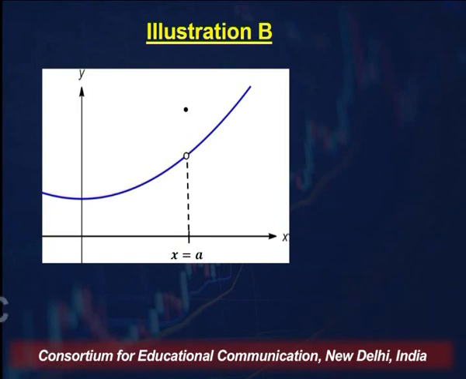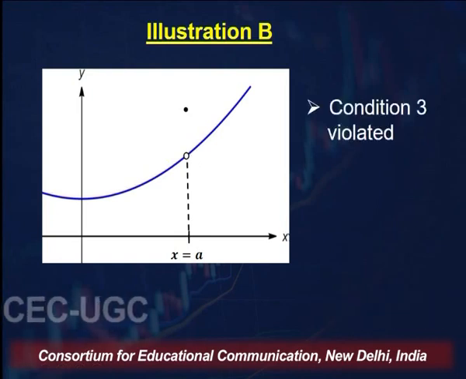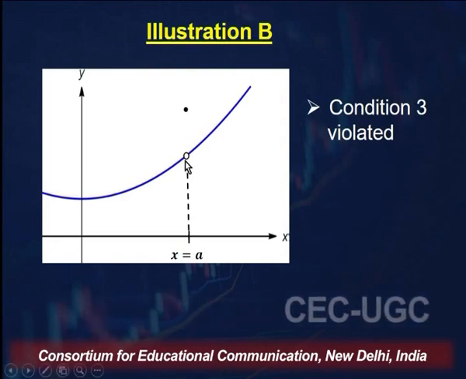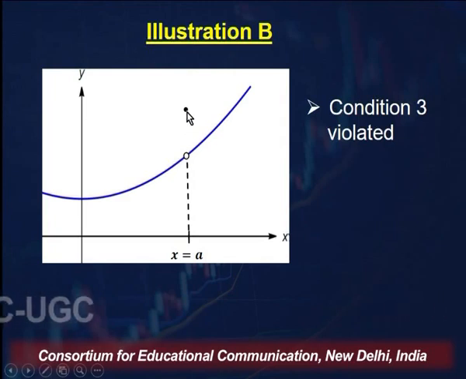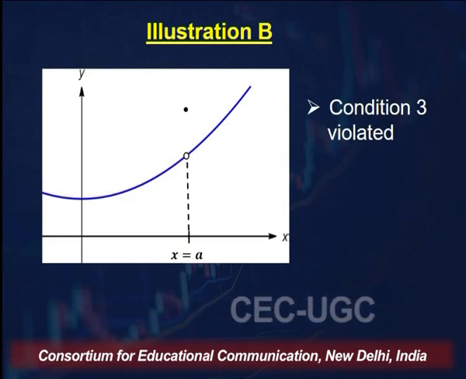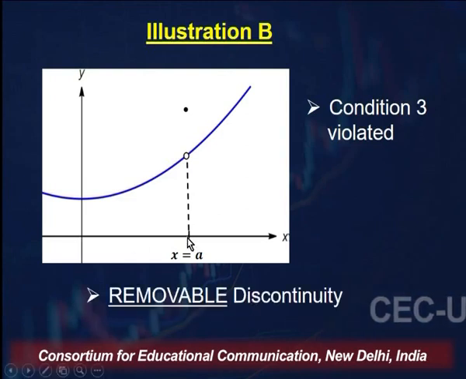It is discontinuous because the third condition is violated: the limiting value of the function, this one here, is not equal to the actual value of the function at x equal to a. But here also it's not a problem, nothing to worry about. This is also a case of a removable discontinuity.